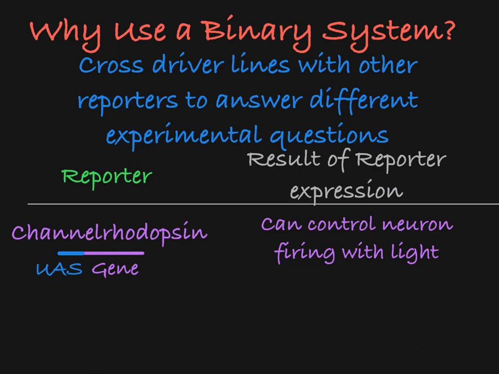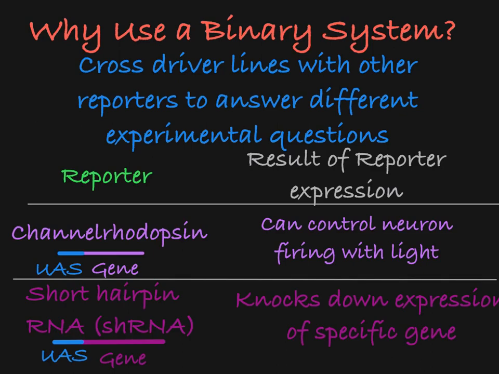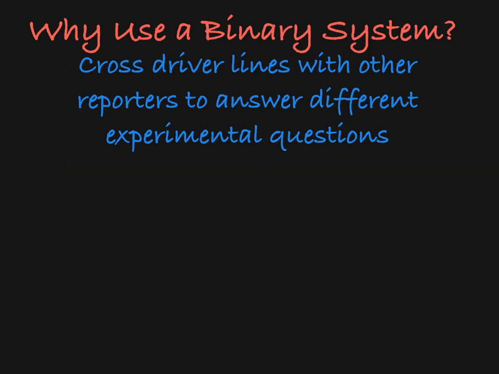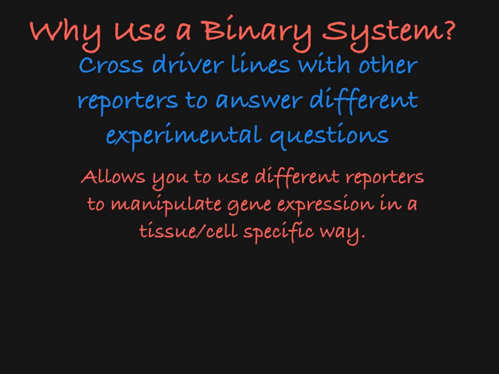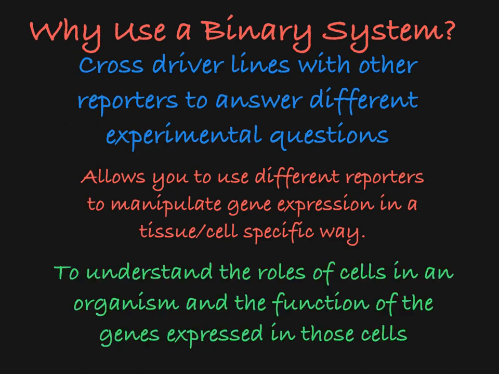You could also use a reporter line that encodes shRNA, which would allow you to knock down gene expression of specific genes in the cells expressing GAL4. This would give you insight into that gene's function in that specific type of cell. There are many other reporter possibilities you can also use with this driver line. As you can see, mobilizing GAL4 in the genome under a tissue-specific promoter or enhancer allows you to then manipulate gene expression in that specific tissue to better understand the roles of the cells and the genes expressed in those cells.